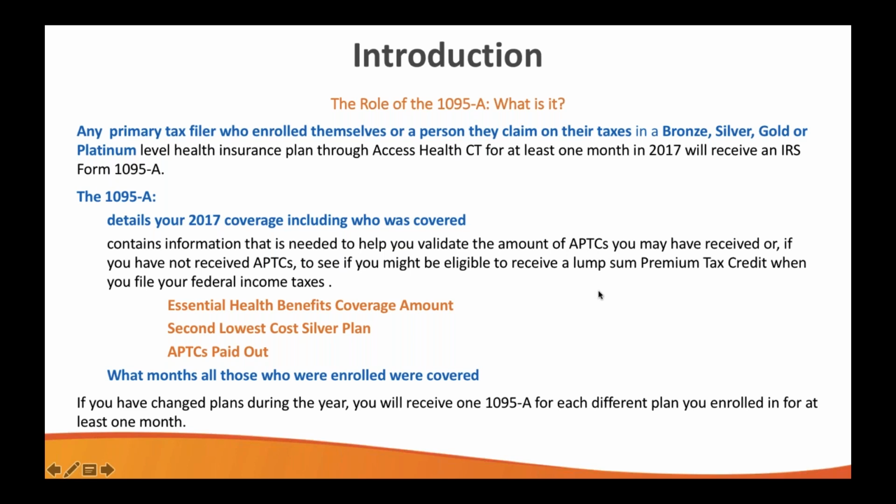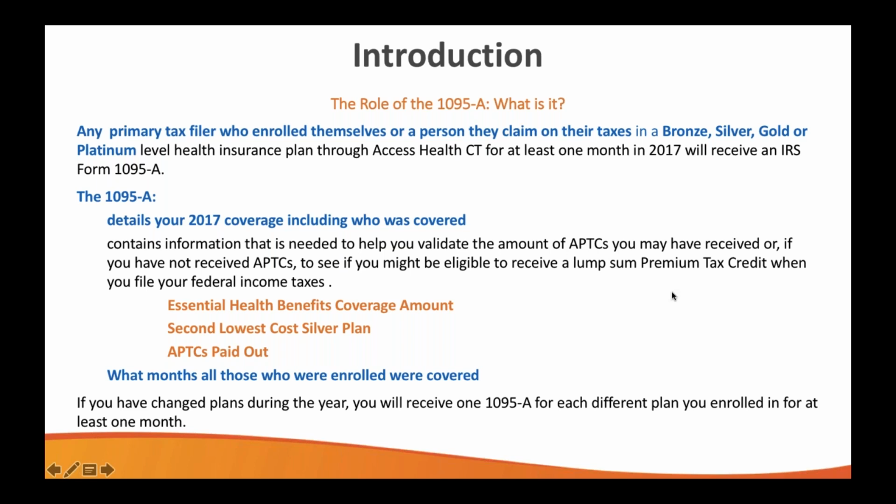The APTCs are what was paid out to help that individual or the family pay their premium on a monthly basis, and that's advanced. So it's given prior to the month where the premium is paid, and that's exactly what it says, it's advanced. So it's given usually before the 15th of the following month.